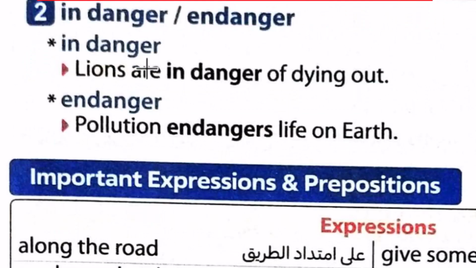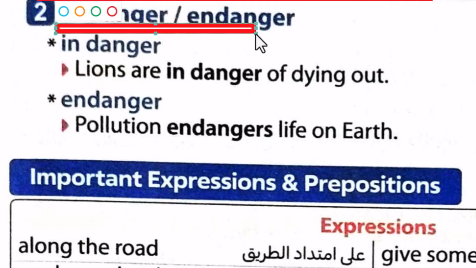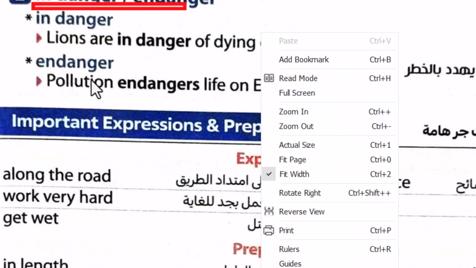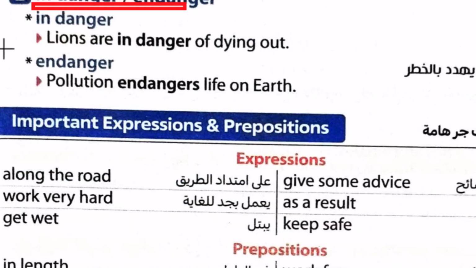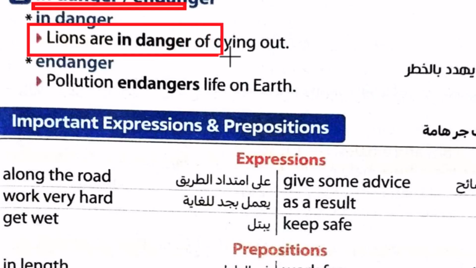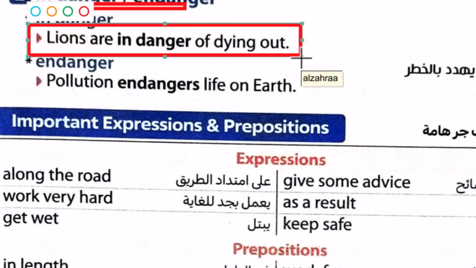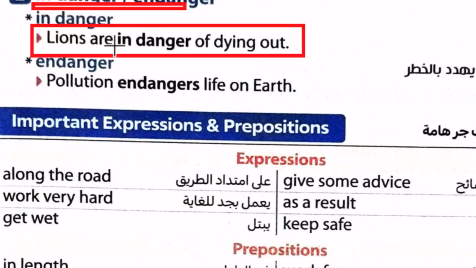Okay, so let's now move on to number 2. We have two expressions: in danger. What is the meaning of in danger? In danger means في خطر. Lions are in danger. إن الأسود في خطر الانقراض, of dying out. You notice that if we use danger, we have the preposition in. So pay attention to this.